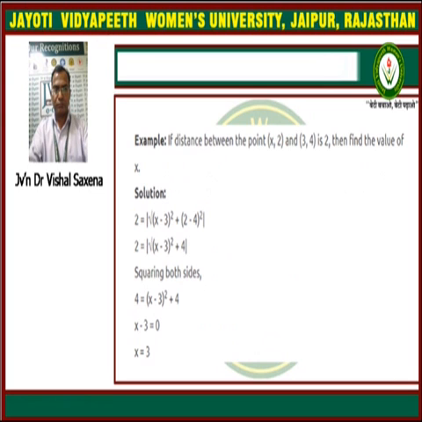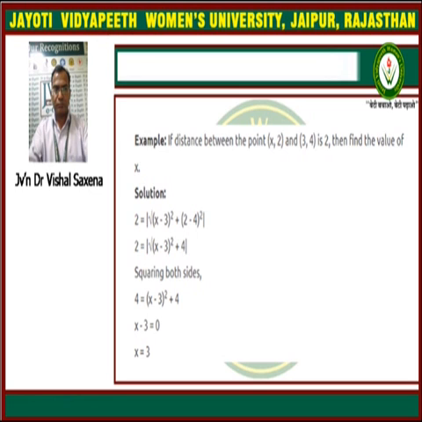Now we take one example. If the distance between the 2 points (x, 2) and (3, 4) is 2, then find the value of x. So the question here is, the distance between 2 points is given as 2, and now we have to find the value of x.